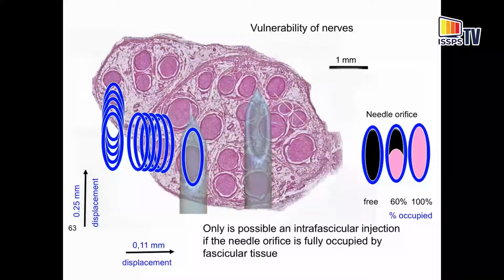Vulnerability of the nerve was another topic. This mathematical analysis allows us to better understand the different risks of nerves subjected to different anesthetic techniques. After superimposing the microscopic full cross-section of the nerve and the needle orifice image, we scan vertically and horizontally all possibilities to identify the needle orifice at different percentages of occupancy with fascicular tissue.